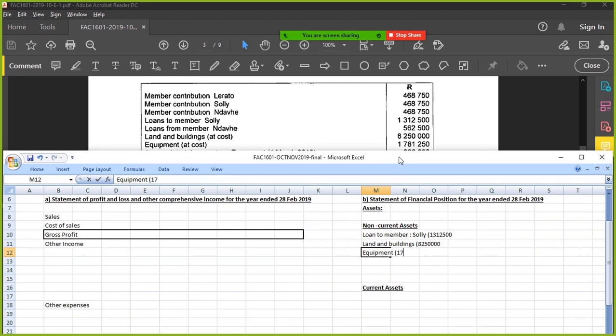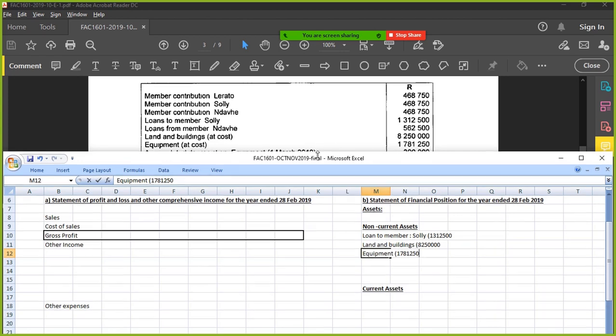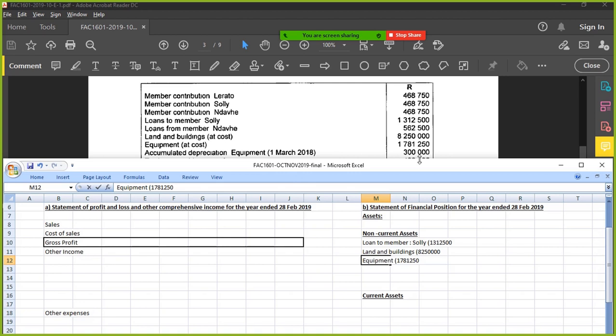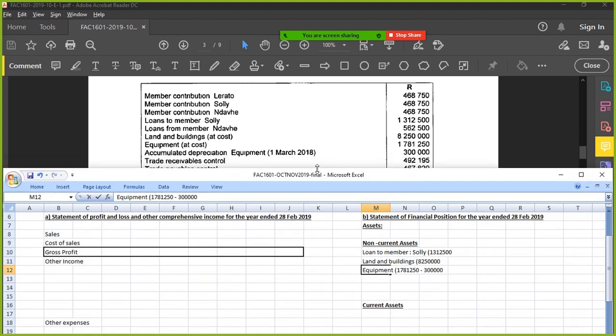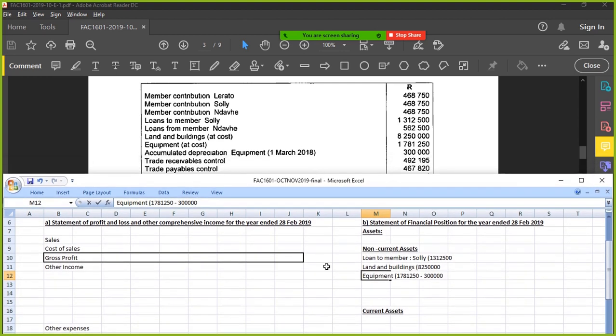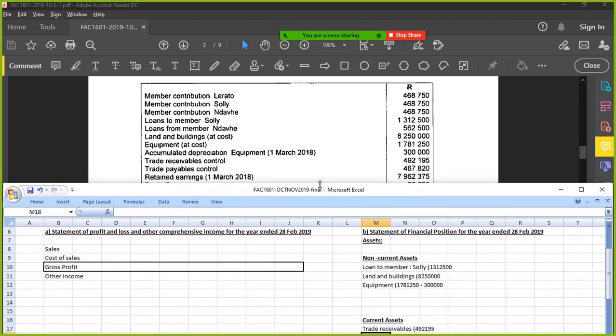Okay, all right, and then we've got equipment, in brackets, 1781250. Accumulated depreciation, you can see that's at the beginning, so minus 300,000. Okay, trade receivables I need. This is 492195. Okay, trade payables is liability.